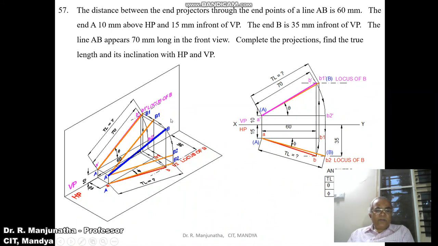So when you look from the top view, you can see that it will be in true length. That means when you are projecting this, it is going to cut the locus of B in the top view. So you mark this AB2. This is the line which is going to be the true length, and the inclination made by this is phi. The inclination made by the true length with respect to the HP is theta. So this is how we are able to analyze this in 3 dimensions.